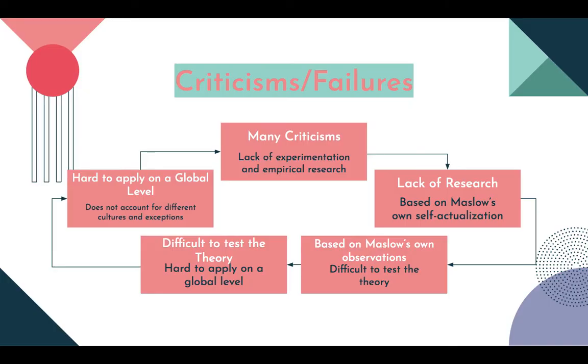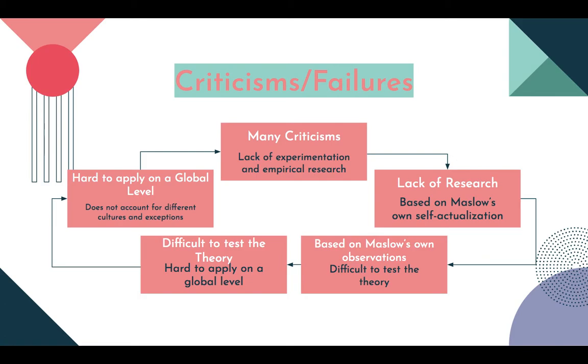So there are many criticisms and failures of this theory because there is no evidence of any experimentation or empirical research that can be found behind his conclusions on the hierarchy of needs. The reason for this is the lack of research. It was based on his own self-actualization. As he spent a lot of time when he was young focusing on his own self-introspection, he was able to come to these conclusions on his own and just from observing other people. But because there's no evidence behind them, it's very difficult to test the theory, because it's very difficult to find evidence supporting a theory based on no evidence.